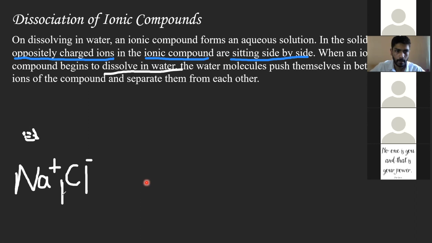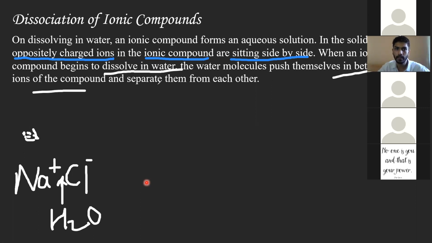So if you look over here, H2O, our water, comes in between these two oppositely charged ions, not elements, ions. The water molecules push themselves in between the ions of the compound and separate them. So Na and Cl, water gets into them, Na breaks off, Cl breaks off. So this is nothing but dissociation.